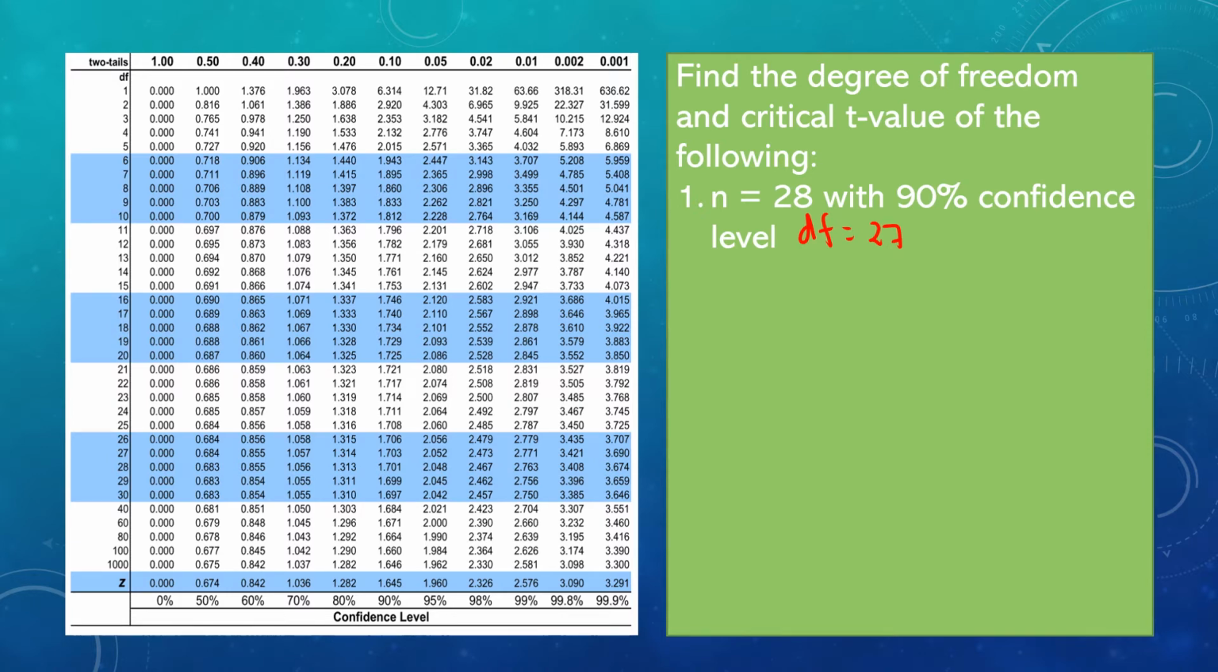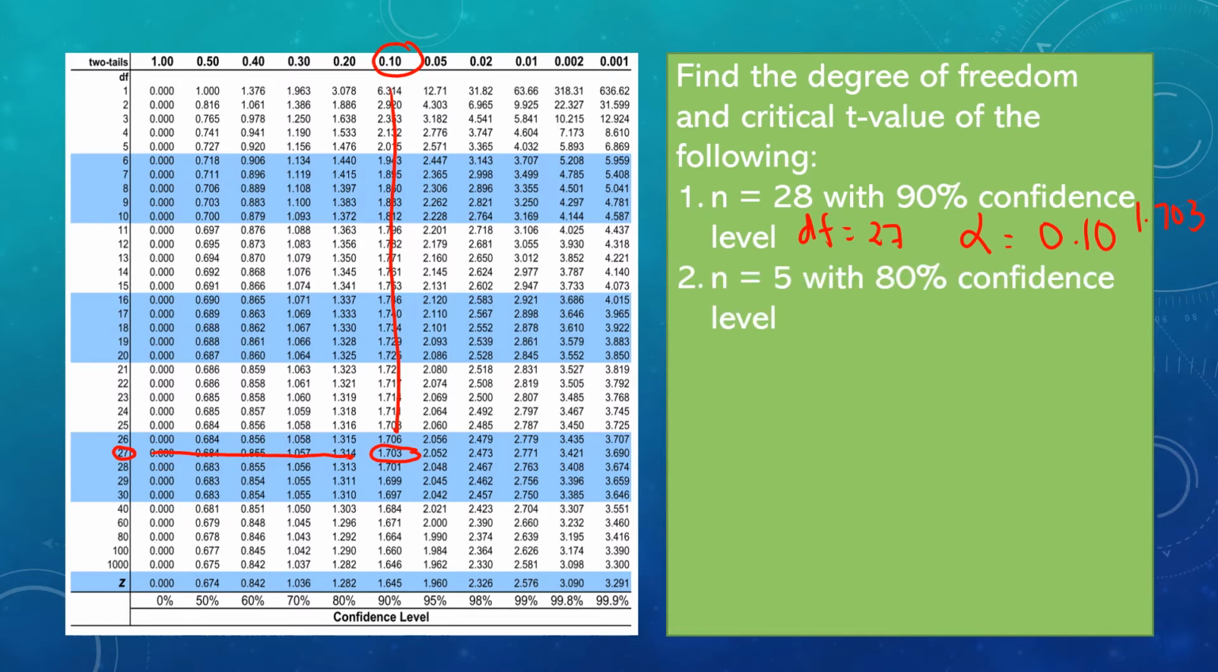And to find the given alpha, you will just simply subtract the confidence level from 100. So 100 minus 90, the answer is 10%. Now we're going to convert 10% to decimal. It will be 0.10. So you're going to use df 27. Your df is here, 27, and your alpha 0.10 is here. Combining that, you will be able to see that the critical t-value is 1.703. So therefore, the answer for this one is 1.703.